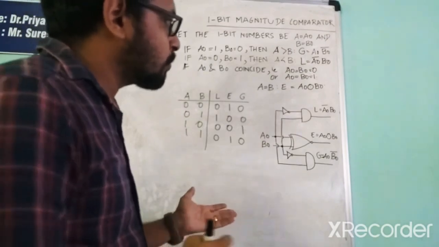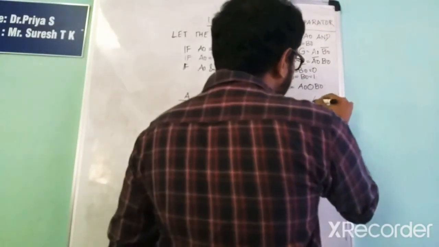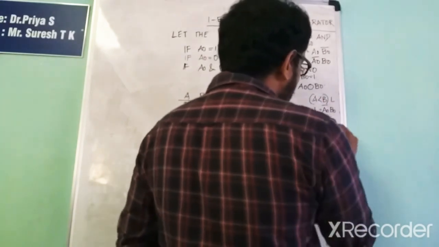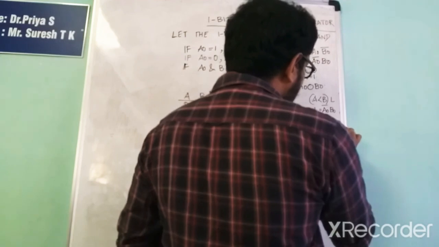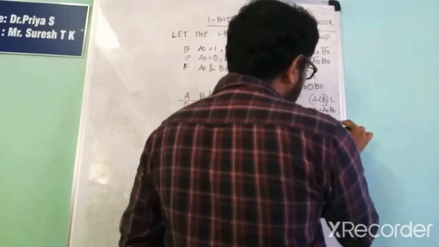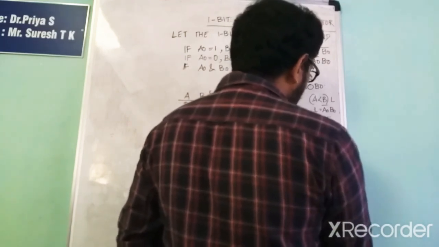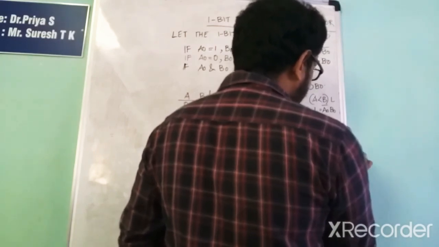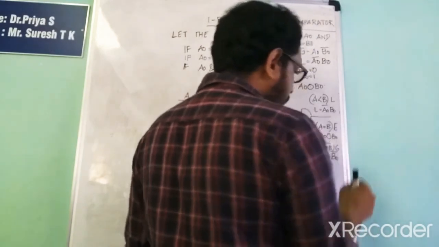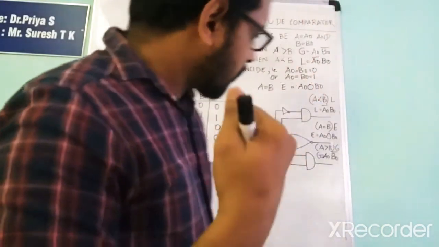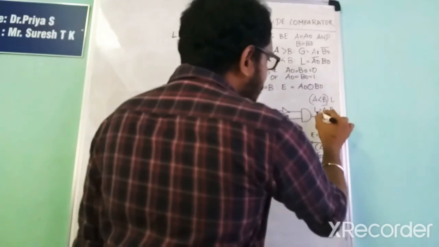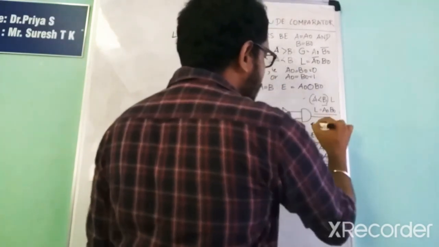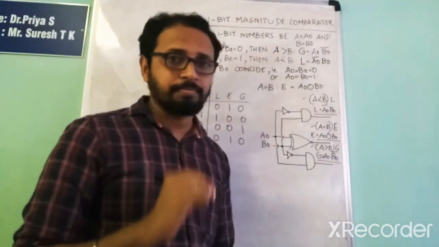If you want, we can also write here A less than B, A equal to B, or A greater than B, that is this. Any manner you can write. Either you can write the expressions like this, or you can go for these cases. Follow just one. Clear?